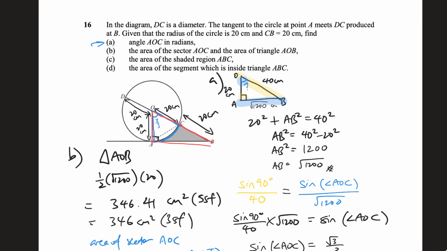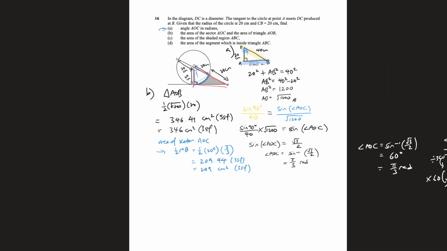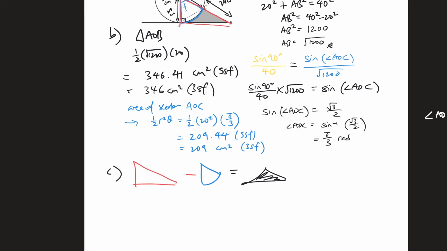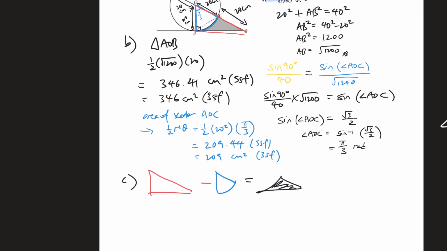And so all we have to do for part C is simply take the area of this triangle and we subtract away, if you can see, this sector, and what is left is the shaded region. So we just take, now you can see why I left it in 5SF, you can take this, subtract away this.